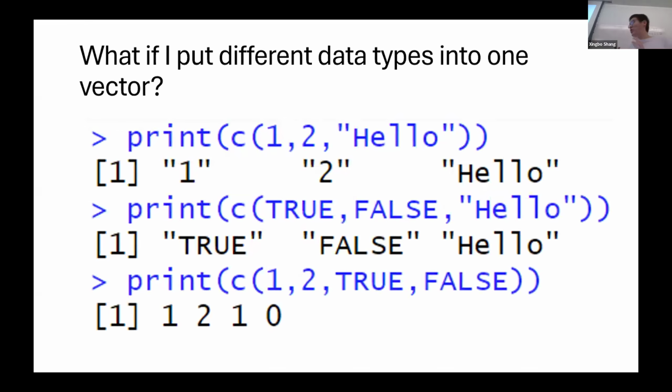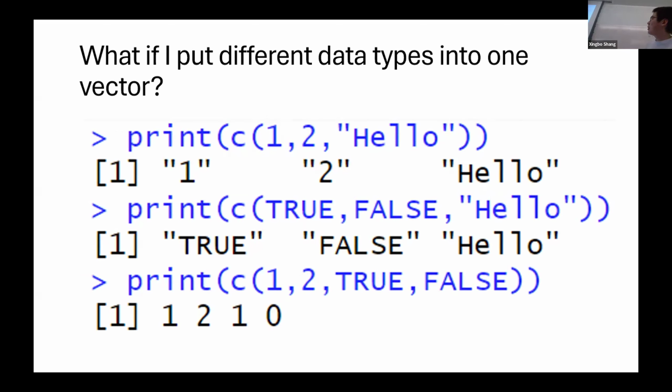But human nature is just kind of rebellious. If I told you not to do something, I guess at least some of you will try to do it. Like, oh, what if I just try to fool R by putting different data types in the same vector? So what will happen? Let's see. I'm also rebellious by nature, so I have already done it for you.